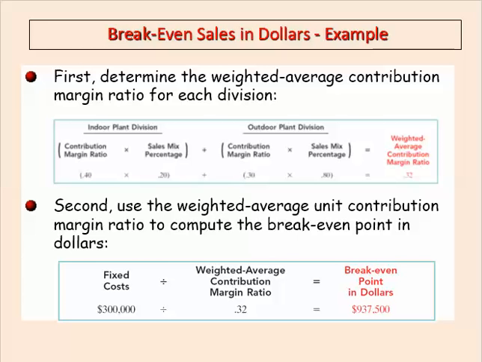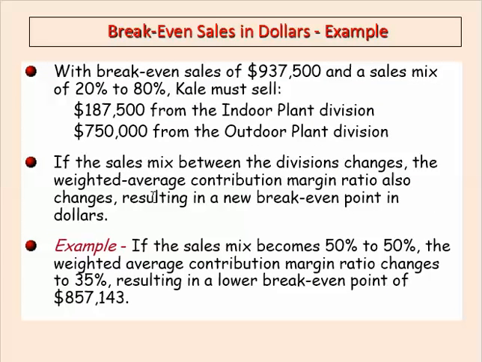And then we can multiply that number back out by the sales mix percentage for each. So with sales of $937,500 and a sales mix of 20/80, Kale must sell $187,500 from the indoor plant division and $750,000 from the outdoor plant division. And now it says in the next bullet point, if the sales mix between the divisions changes, the weighted average contribution margin ratio will also change. So remember, a company would prefer to sell products that have a higher contribution margin ratio.